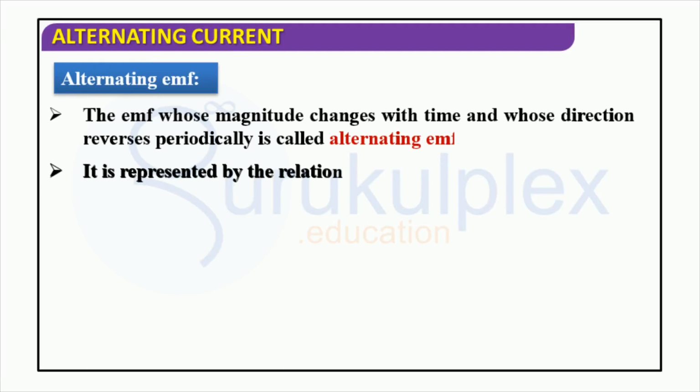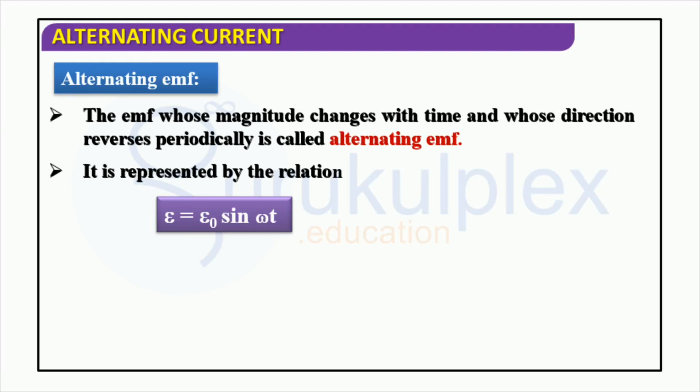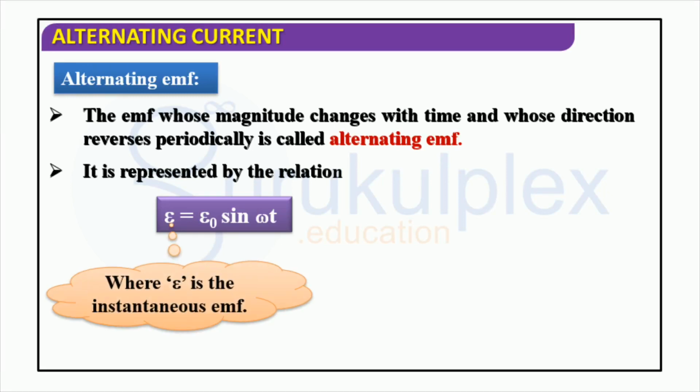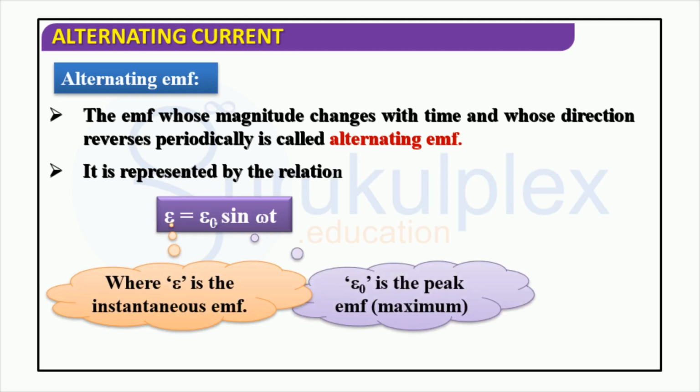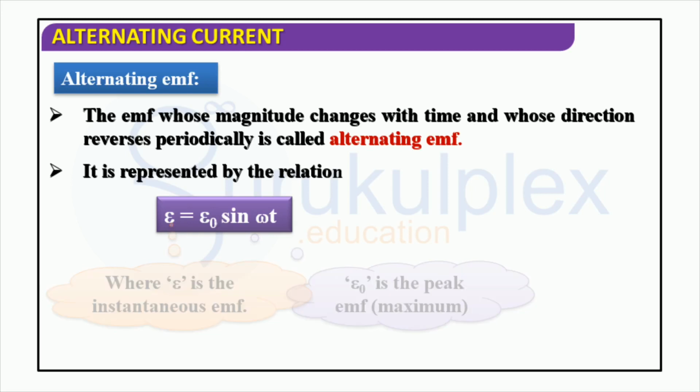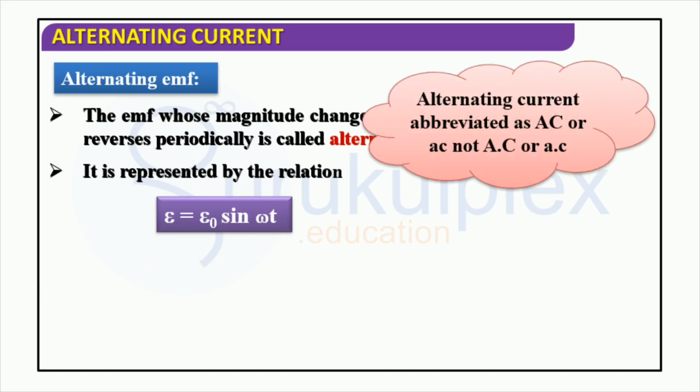I'm here to discuss the concept of alternating electromotive force, which is represented by the equation EMF equals EMF 0 sine omega times t. This equation describes an EMF whose magnitude changes with time and whose direction reverses periodically. EMF 0 in the equation refers to the peak EMF or the maximum EMF.